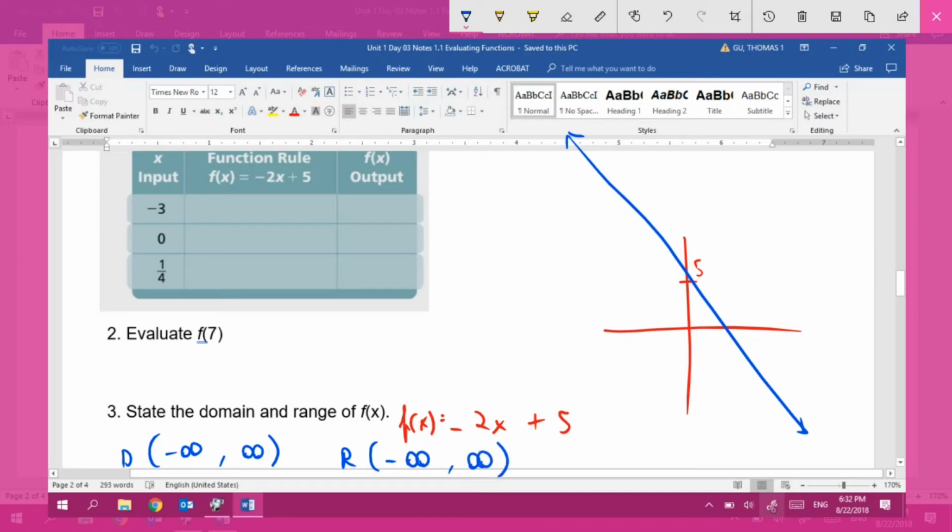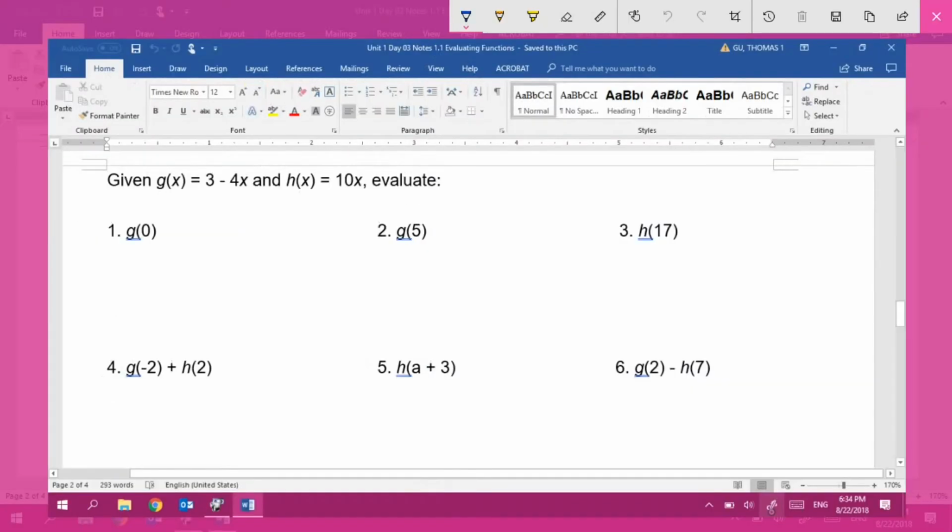Alrighty, moving on. Now look at this. Sometimes you'll see questions like this where they tell you two different functions, g of x and h of x. They've told you what each of those stand for, so let's evaluate a few. Look at number 1. It says, what is g of 0? Well, which one of these functions is the g function? That is this one right here that says 3 minus 4x. So we're going to take this one.